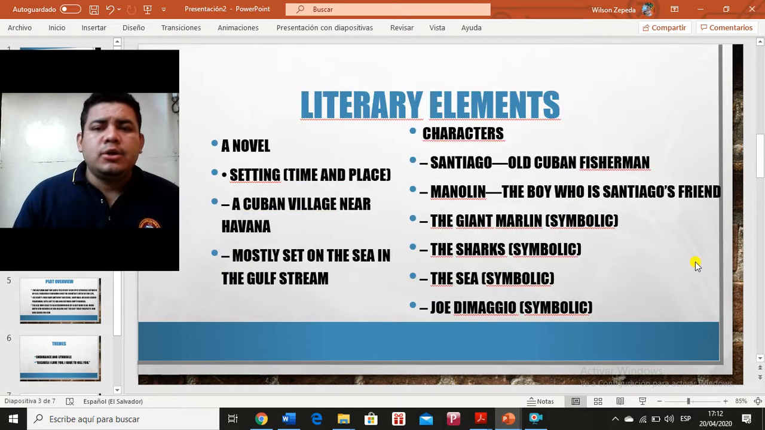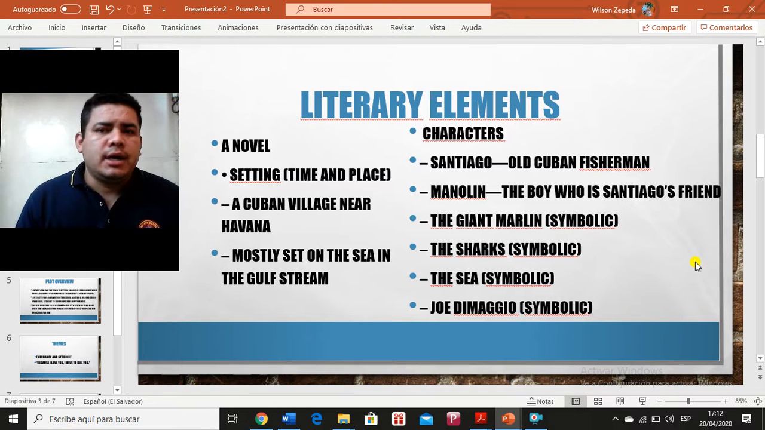So we're gonna talk about the literary elements of this. This is a novel, and the setting is the place. Basically, the setting is a Cuban village near Havana, and the time in which it takes place is in September. Basically, everything takes place in the sea and in the boat ride of the old man, Santiago.